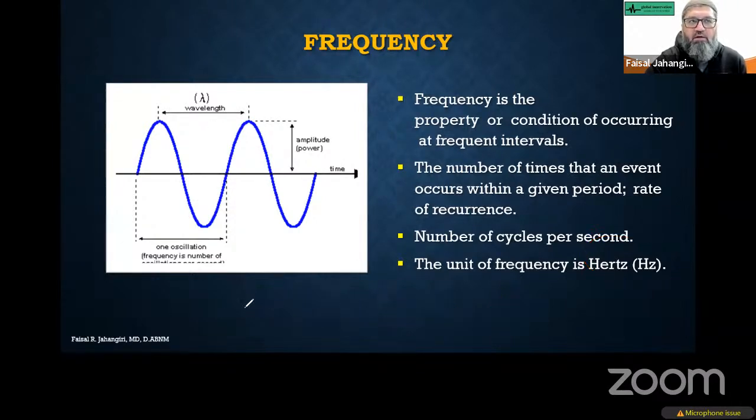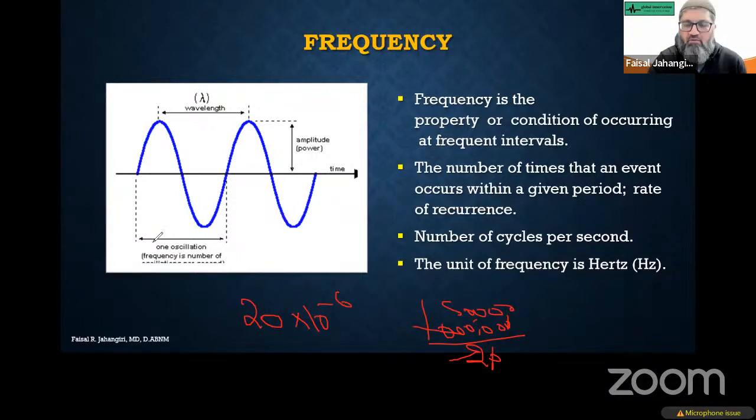If the signal is occurring after 20 microseconds, that is 20 times 10 to the minus 6. Now if you want to find the frequency of the signal occurring after 20 microseconds, a microsecond is one millionth, so you divide 1 million by 20. So you have 50,000 hertz. That means the signal is occurring 50,000 times per second.